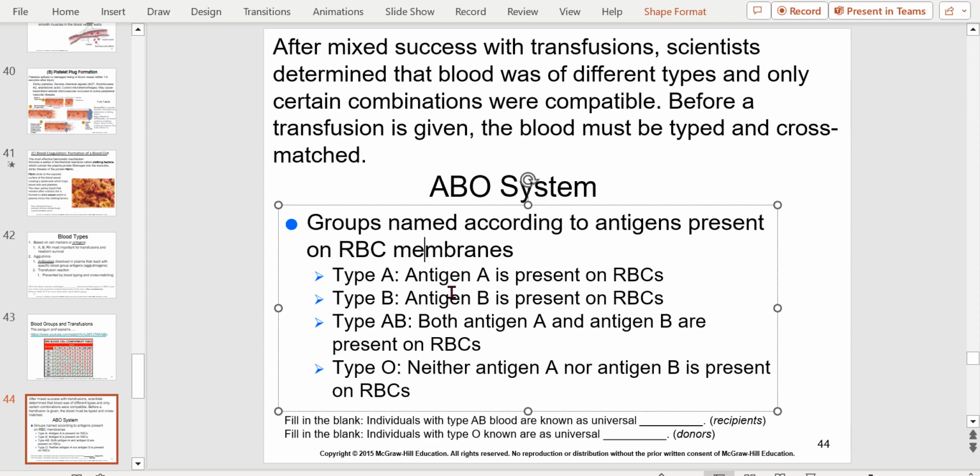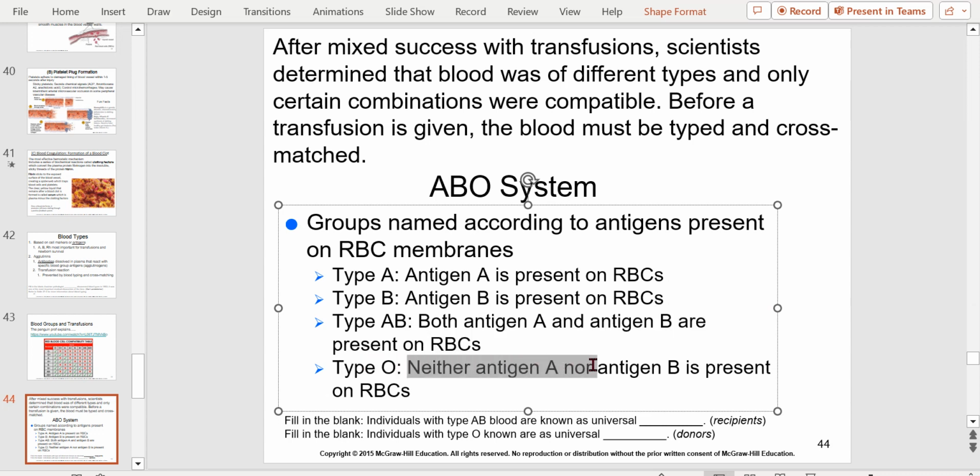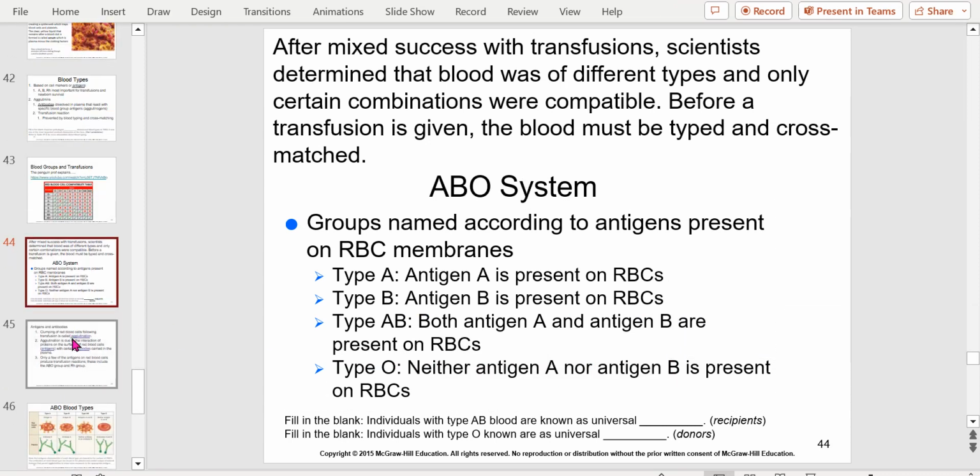There's type A, where antigen A is present on the RBCs. There is type B, where antigen B is present on the RBC membrane. Not A, only B. This one only has A type antigen. This one only has B type. There is type AB, where it has both antigen A and B. And then there is type O. It has neither antigen, no antigen A or antigen B. We'll show you some slides here.